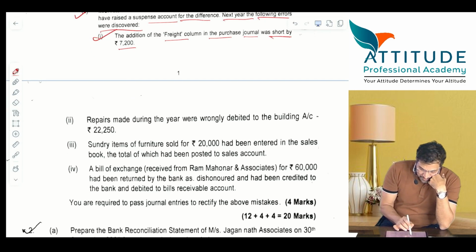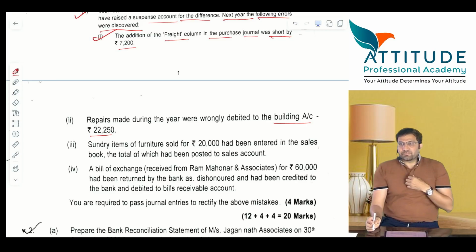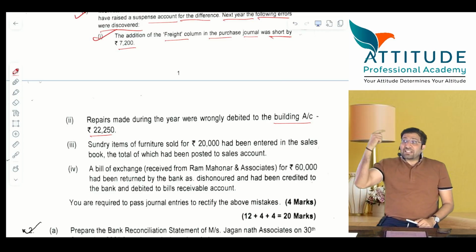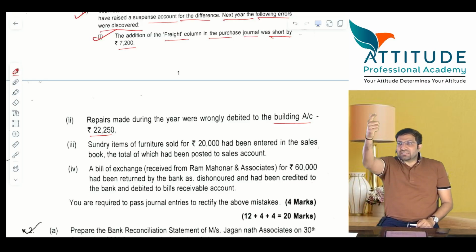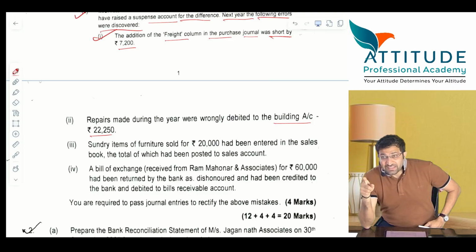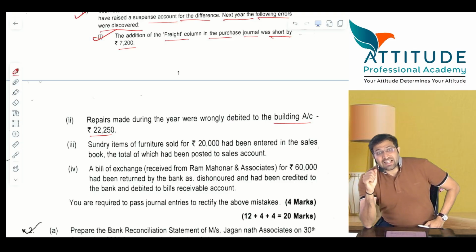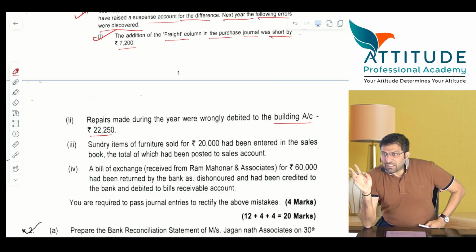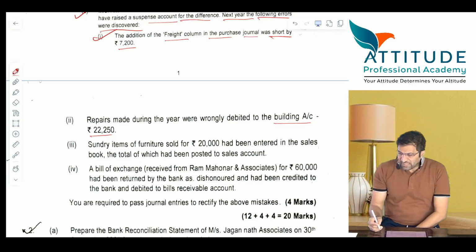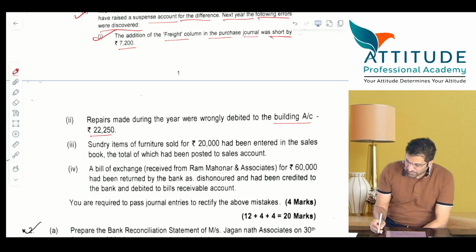Now you tell me, repairs made during the year were wrongly debited to building account, 22,250. Which account should have been debited? Repairs. But which account has been debited? Building is unnecessarily debited. So building should now get what? Credited, and repair should get debited. But repairs is a nominal account. So हटा के क्या करना है? P&L adjustment account debit to building. Correct? Right there. Not P&L suspense. P&L adjustment account debit to building, 22,250.